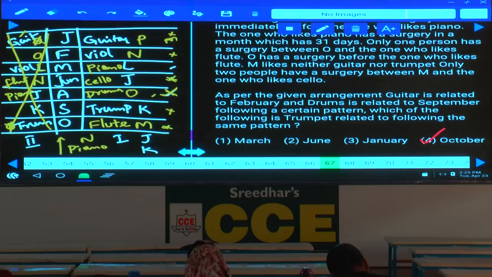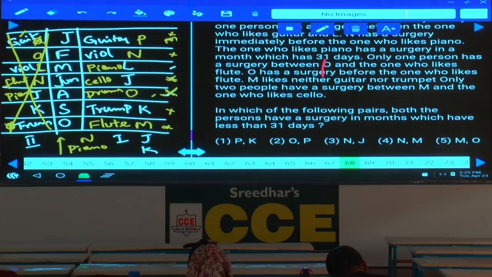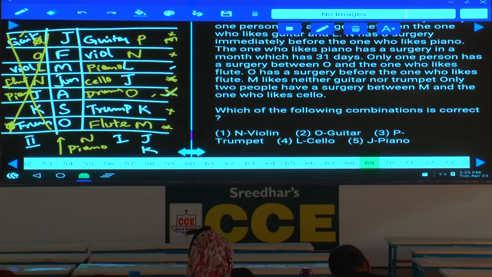Then 68. In which of the following pairs, both the persons have a surgery in months which have less than 31 days? P and K. Now, P is having in the month of Jan, so that is ruled out. O and P, O August, that is also ruled out. N and J, N Feb and J in the month of June. Now, these two have less than 31 days, that is choice 3. 68, it is choice 3. Then, question number 69. Which of the following combinations is correct? N violin, definitely true, that is choice 1. 69, it is choice 1.